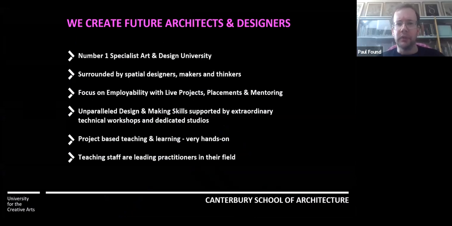As I said, we are the number one specialist art and design university in the UK. At the School of Architecture, our campus means students are surrounded by spatial designers and makers and thinkers. We also have artists and graphic designers all on one campus. We see ourselves as a creative community, essentially. We think it creates a nice atmosphere for learning. It fosters creativity, certainly, and again, it's a big part of how we achieve success. We are a creative university. Everybody here is creative in some way.